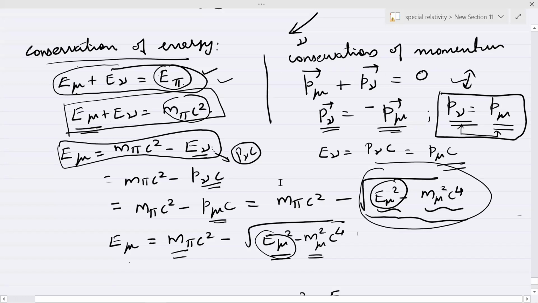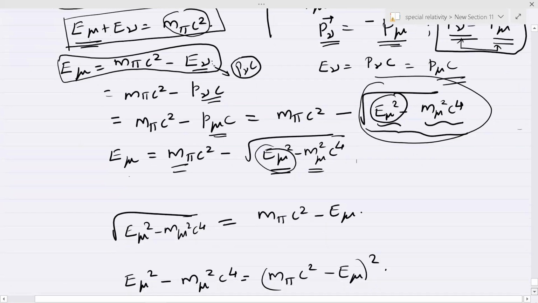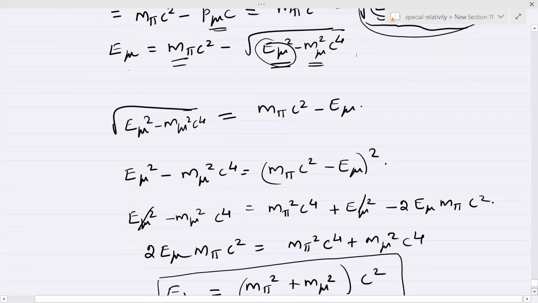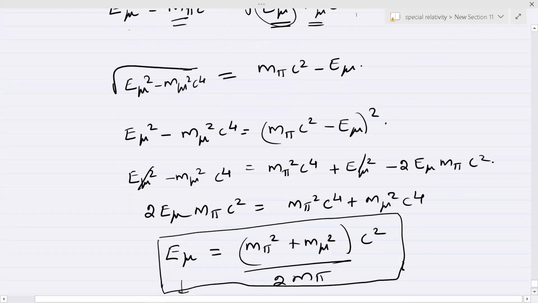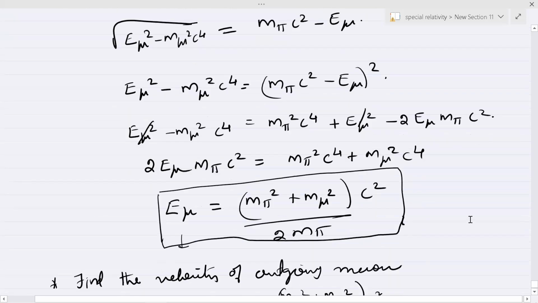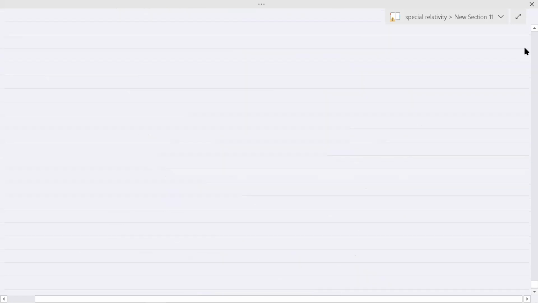Now there's also this question as part of it: what's the velocity of the muon? So we solved this problem and we got the result. These steps are a bit lengthy, but finally we got this result: E mu is equal to (m pi square plus m mu square) c square divided by 2 m pi. Now the next question is to find the velocity. I think we already started finding the velocity.